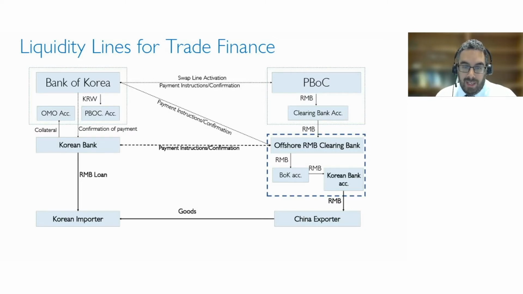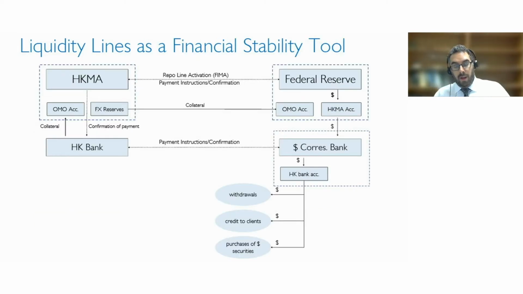You're directly encouraging trade via providing the credit, but there's also a knock-on effect from the importer's behavior if it's also an export firm, to price goods in RMB too. I'll show you some evidence of that in a minute. Here's an example of what the Federal Reserve would do. This is the HKMA borrowing from FIMA, which is the Federal Reserve's repo facility for foreign central banks. The structure actually is very, very similar.